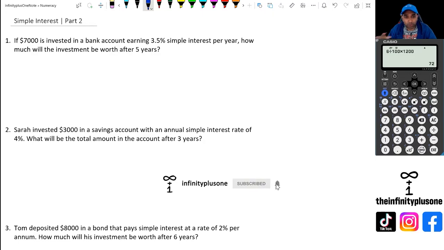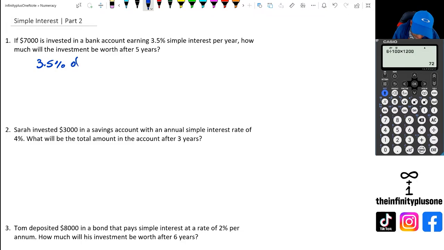So what we're doing is we're going to actually work out what the simple interest after 5 years is, and then we're going to add that on to 7,000. So our first step is to work out what 3.5% of 7,000 is. And to do that, we're going to use the calculator. So we've got 3.5 divided by 100, because that is what percentage into fraction is. We're going to multiply it by 7,000. And when we do this, we are getting $245.